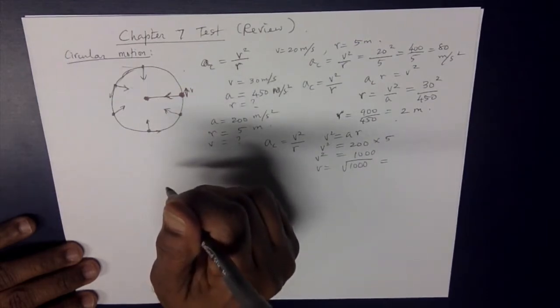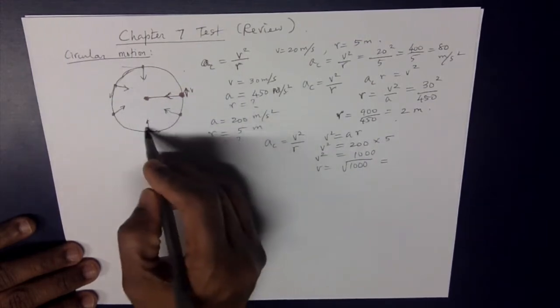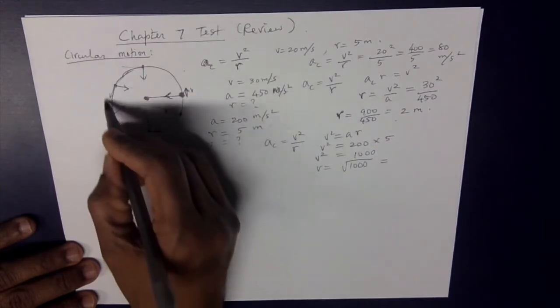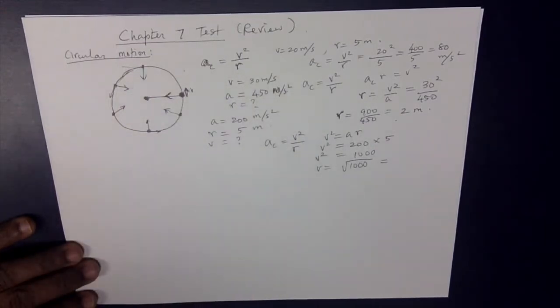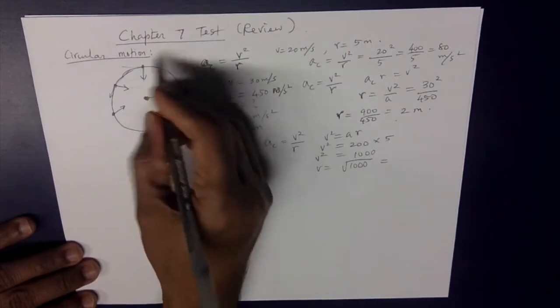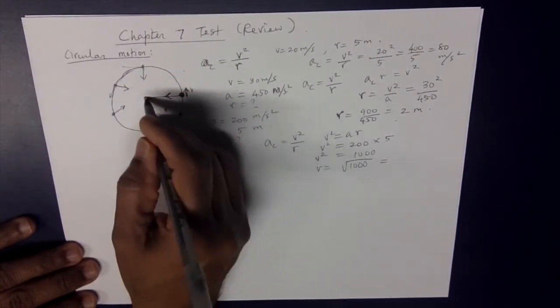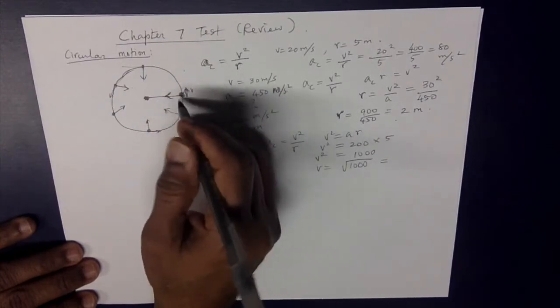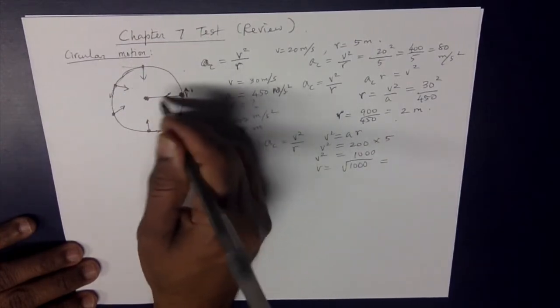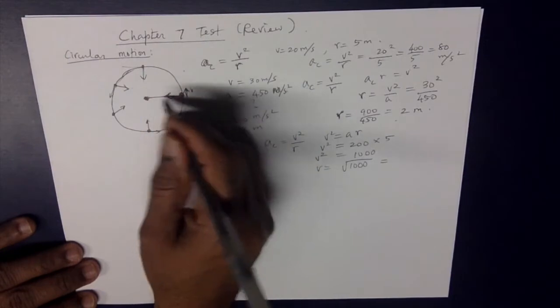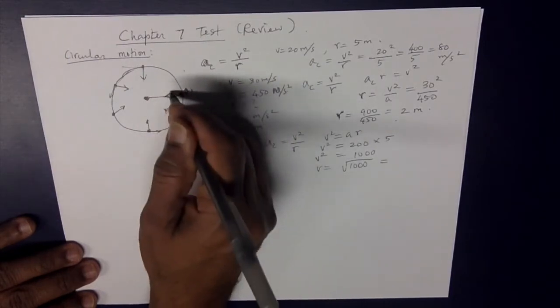Now, if you think of a car going on a roundabout, there is no string connecting to the center, but the force that is needed for the car to go around is the friction on the tires by the ground. And which way is it? It is the same way.